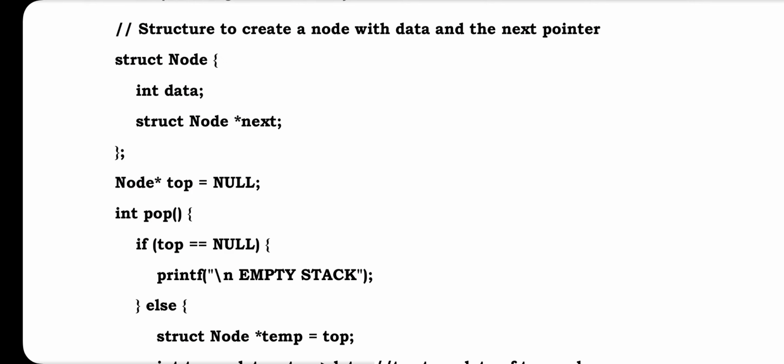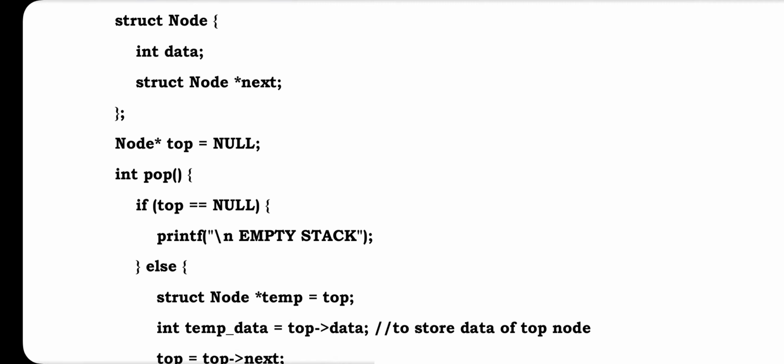We have created a structure to create a node with the data and the next pointer. This structure has the data part and the node pointing to the next.